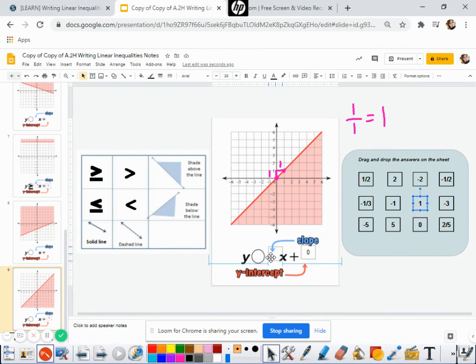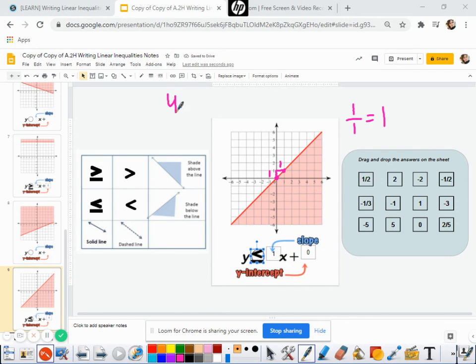Hey, this looks very much like the parent function to me. And then we're going to figure out this is shaded below, and it's a solid line, so it's a less than or equal to. Okay, so when I rewrite this, it's y less than or equal to 1x plus 0. I don't have to put the 1 and I don't have to put the 0. So this is the parent function and it's shaded below and it's a solid line. So it equals the parent function or less than the parent function.